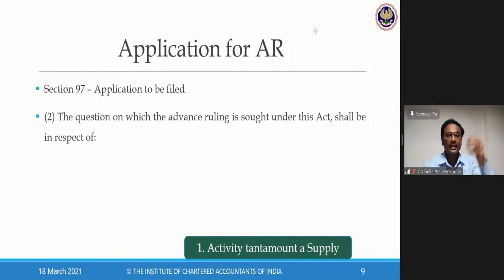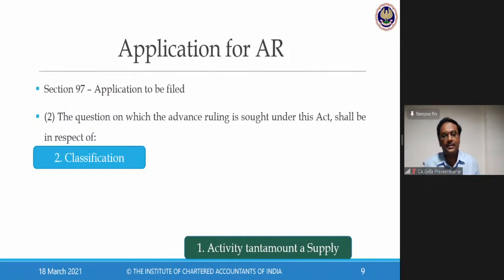Now, what else can you think of? The moment I say it could be a supply, the next element that comes to my mind is classification. Assuming I get an affirmative answer that it is a supply, my second issue is how do I classify that? Do I classify it as goods under a particular HSN, or as services under a particular HSN? So the next important aspect for us to keep in mind is classification.